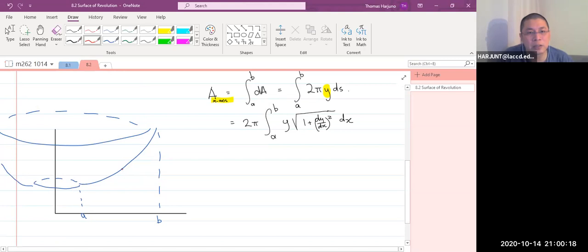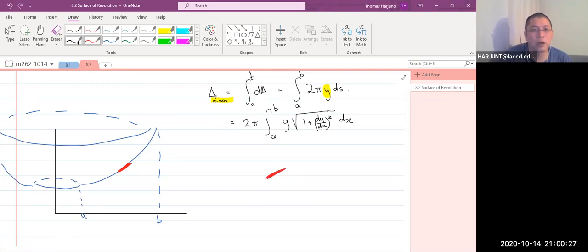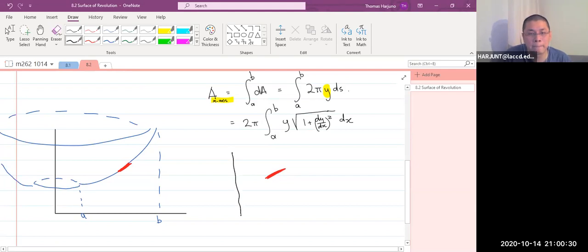Now you grab this section here. You grab this section here. Okay, grab that section there. Okay, this is your y-axis. This is our ds, is it right? This is our ds. Now I will revolve it this way. I will revolve it this way.